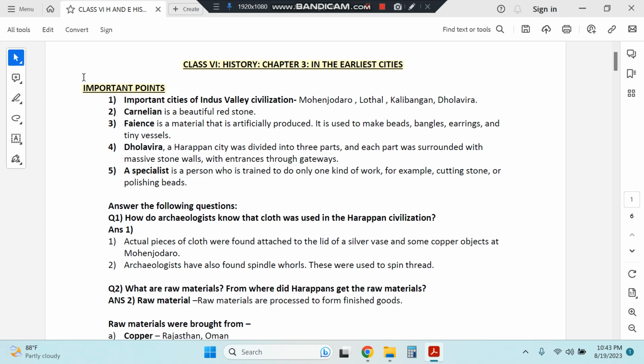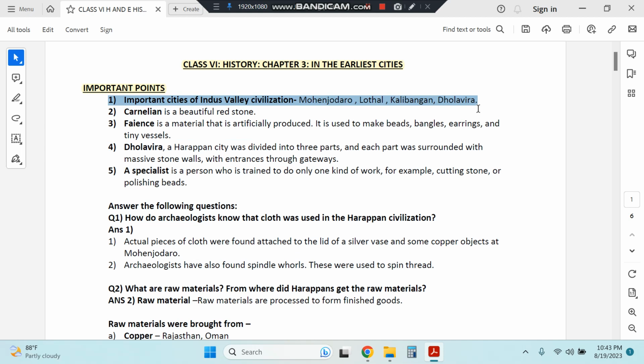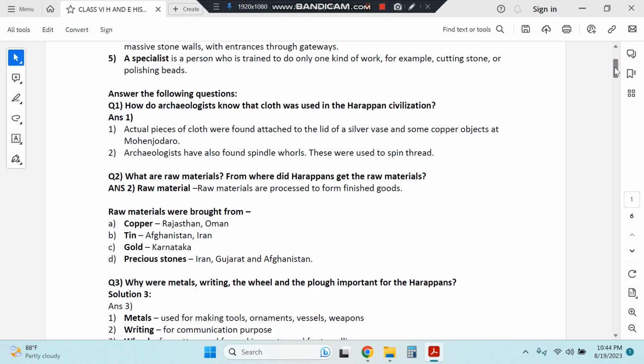First one is the important cities of the Indus Valley civilization about which we will be talking in this chapter: Mohenjo-daro, Lothal, Kalibangan, Dholavira. They are very important. And these other important points are also important. Carnelian is a beautiful red stone. Often it comes as a one marker. Let's move ahead with question and answers.